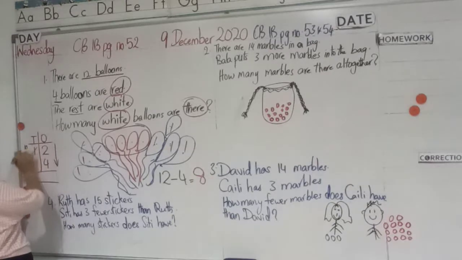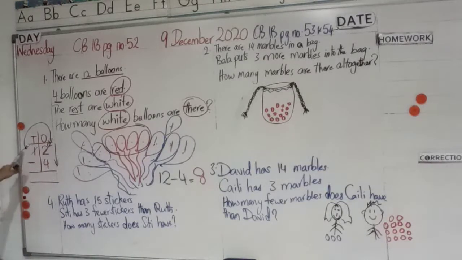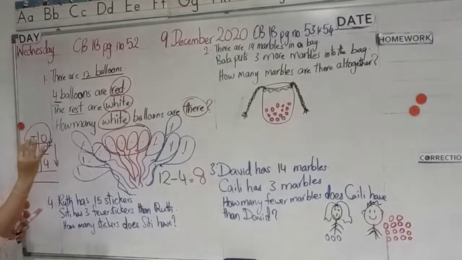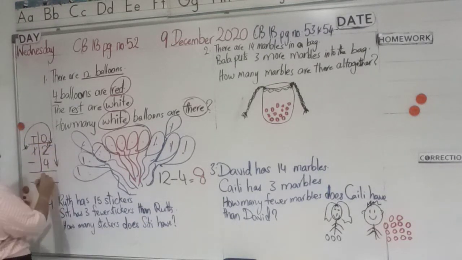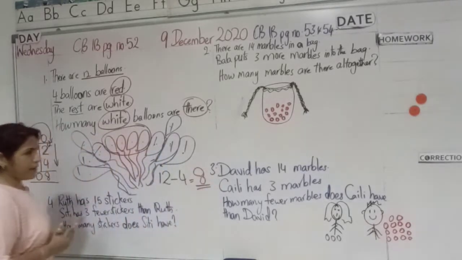There is only 1 ten here. So when I'm borrowing 1 ten and bringing it here, this becomes a new number, that is 12. This 10 plus 2 makes 12. So 12 minus 4, just now we did the mental math. 4 on your fingers, 12 in your brain, backward count, 11, 10, 9, 8. So your answer is 8 and this is 0. So here you have to say there are 8 white balloons.